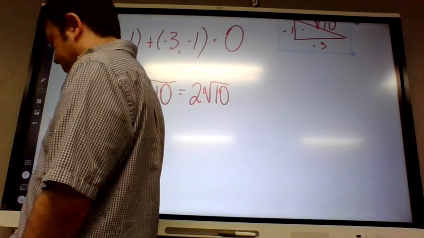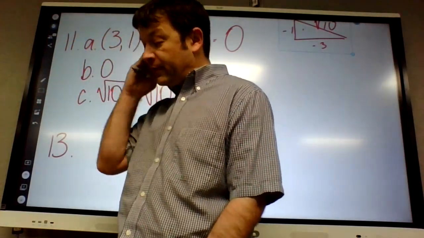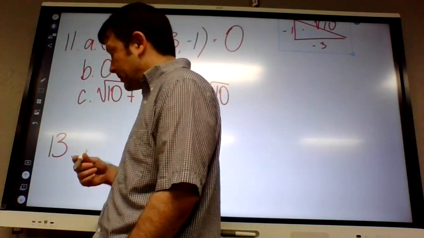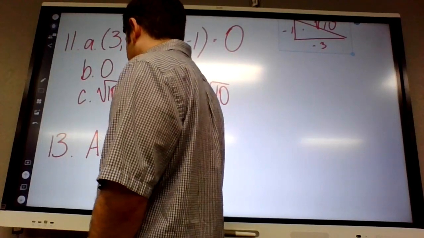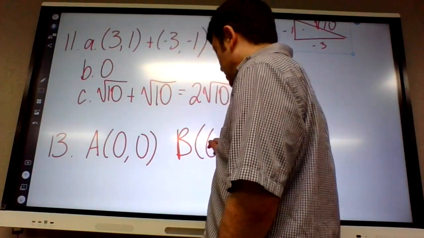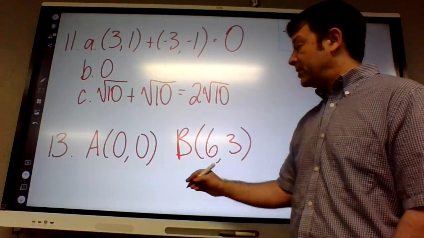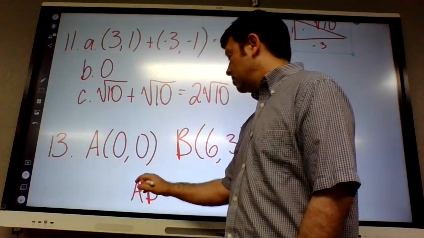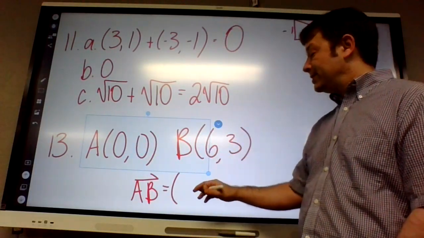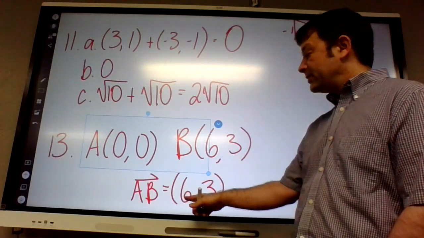So on 13 we're supposed to find the point that is 1/2 of the way from AB. So it's kind of like vector AB. This one's kind of easy, definitely easier than 14 is. Vector AB. So if A is at 0, 0 and point B is at 6, 3, what would vector AB be? How much is the x value increasing? 6. How much is the y value increasing? 3. So vector AB is 6, 3.